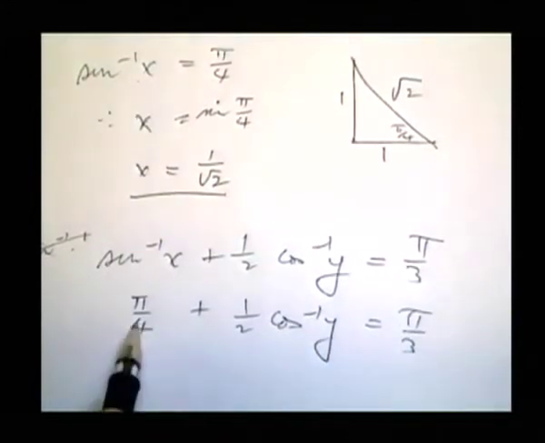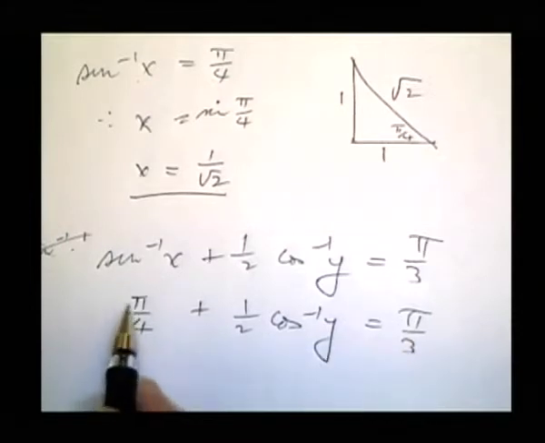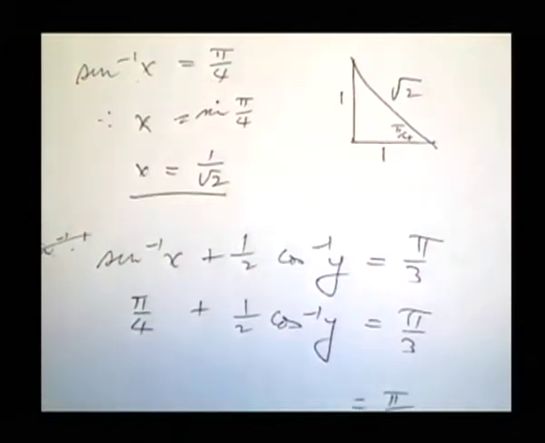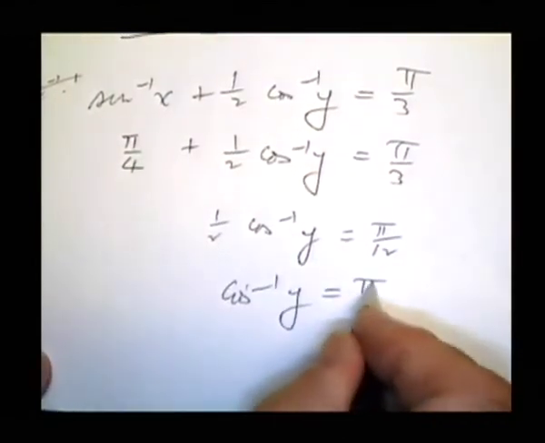Now here, you take pi over 4 from both sides. This side over here is 3 pi over 12. I think we multiplied top and bottom by 4. 4 pi over 12, take away 3 pi over 12 becomes pi over 12, I think. And that's a half cos to the minus 1 of y. Multiply both sides by 2, and you get pi over 6.